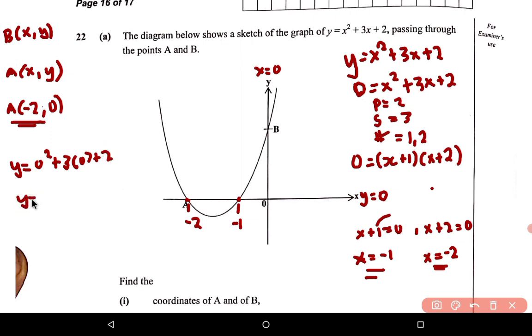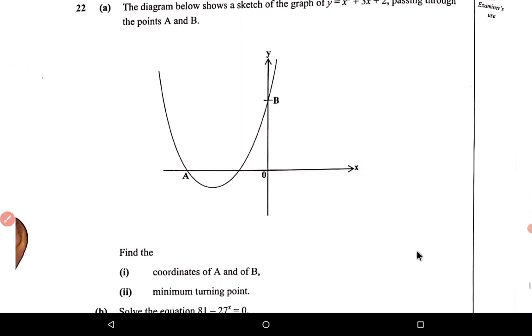That will be y is equal to, everything will be 0, so y is equal to 2. So the coordinate for B is actually, remember in this axis x is 0, so it's going to be 0, 2, and these are the coordinates. Okay, this is the coordinate for A, and this is the coordinate for B. So I hope this is clear enough.